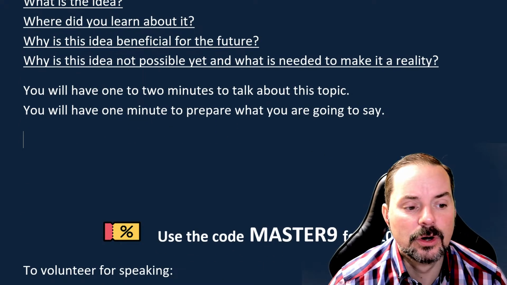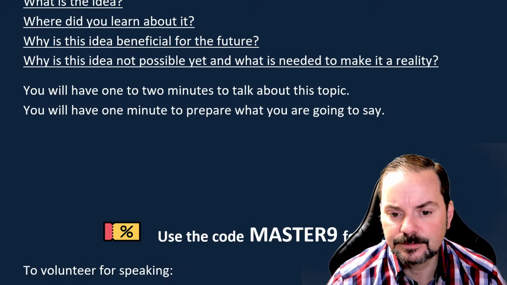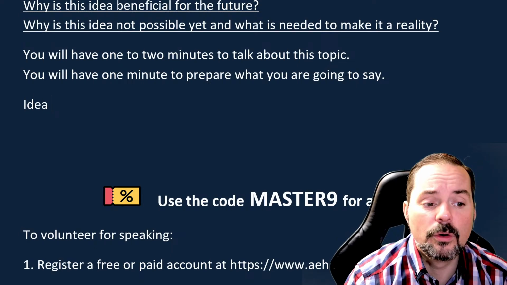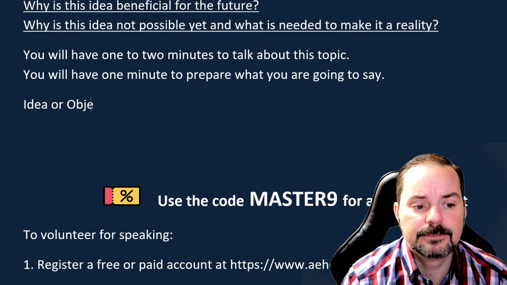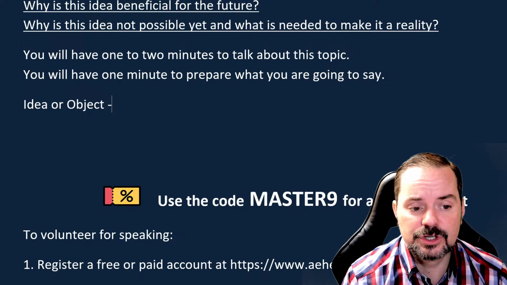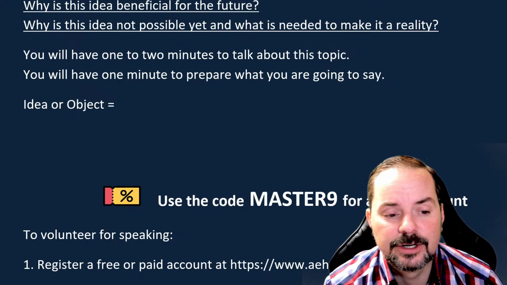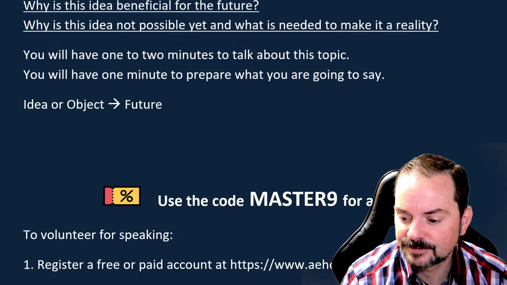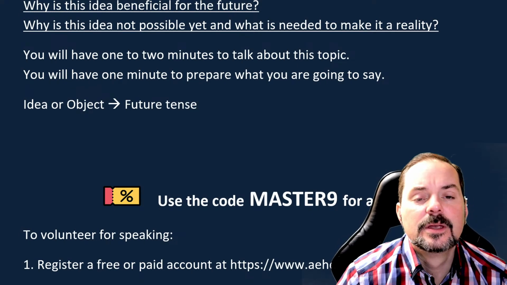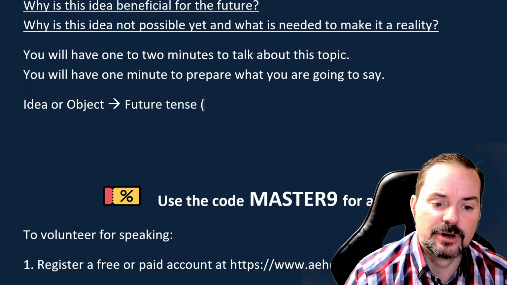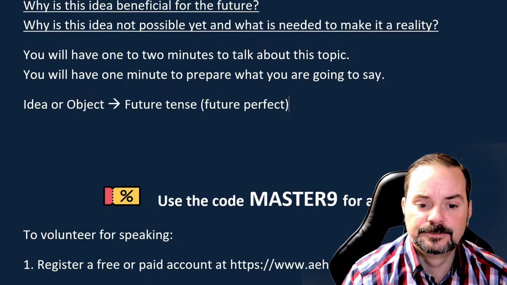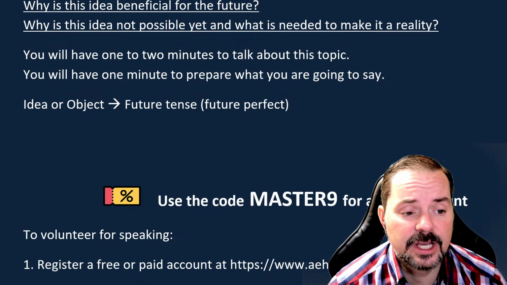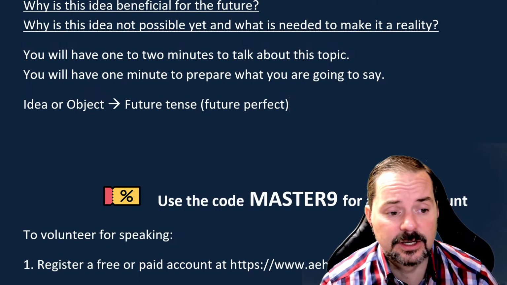Let's get going. So we've got this cue card here. Obviously, this is going to be talking about an idea or an object, right? So either an idea for the future or an object for the future, right? And it will be using the future tense. Will have, future perfect. Great. So we've read the question carefully. We've identified that it's an idea or an object.